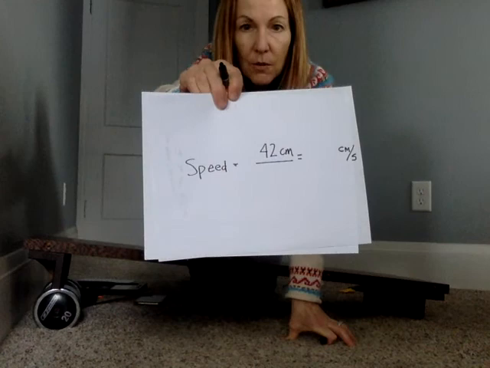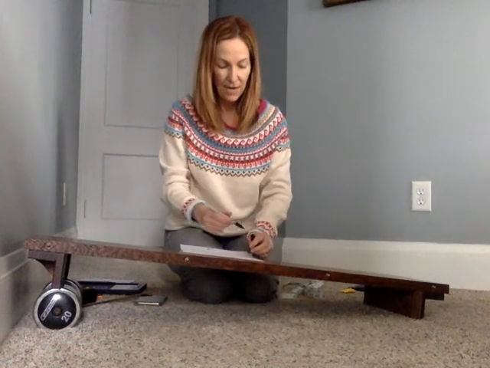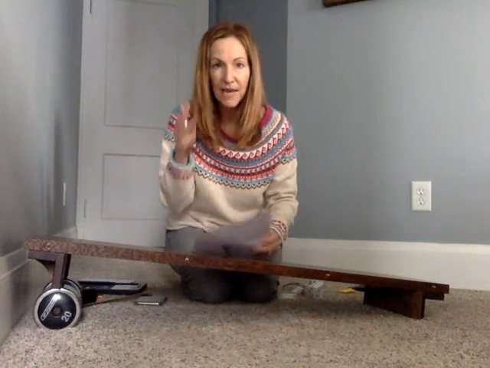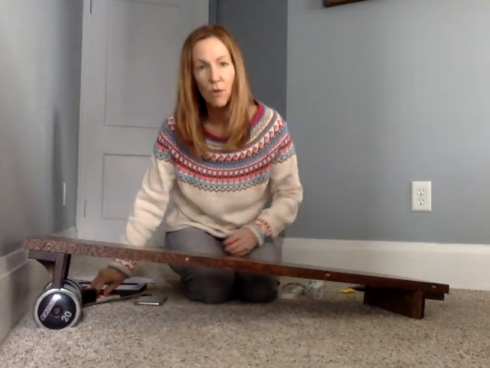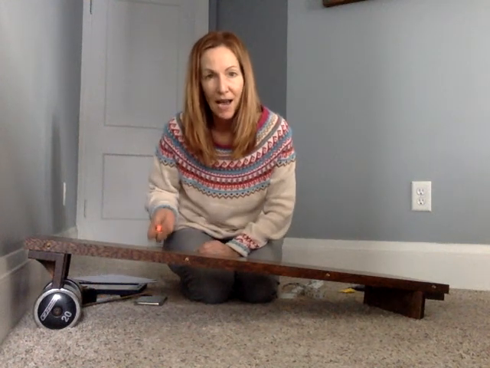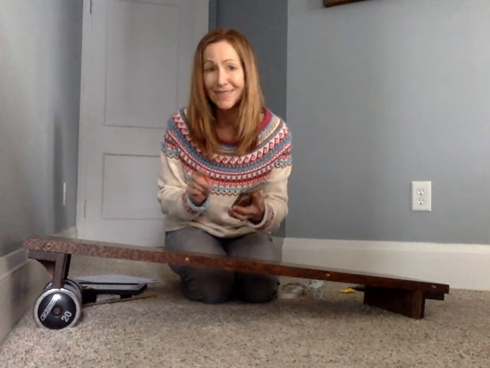So speed equals, the distance goes on top, and then I'm going to find the time, okay? And I'm going to time it 3 times just to be more accurate. That's what we do in science. So the more trials we do, the more accurate our data is going to be. So if you have someone to help you, I really think it's easier.